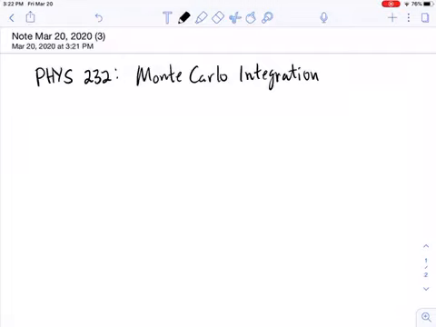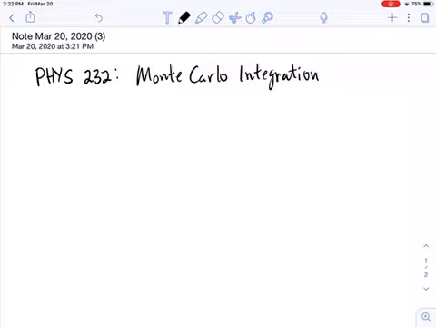Okay, hi everybody. So, we're getting close to the end of Physics 232. Really, one of the last topics that I want to just introduce is Monte Carlo methods. Ultimately, what we'd like to be able to do is to use these Monte Carlo simulations to understand something about the behavior of a physical system.